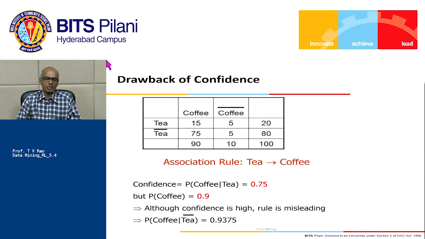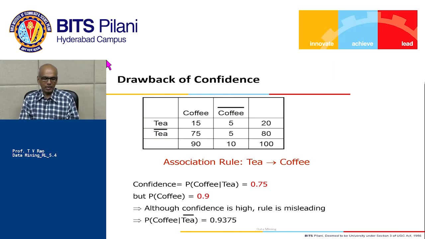So now let's look at the coffee and tea. We see that there are 20 people who take tea and 80 people who are not taking tea. And then there are 90 people who are taking coffee, and there are 10 people who are not taking coffee. And there is a division of the people who take coffee and not take tea, and so forth, as per this contingency table.